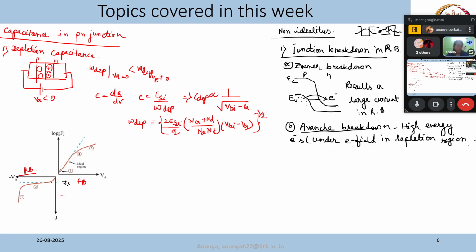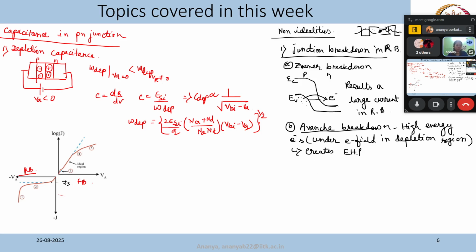And if the electrons get high enough energy, then what happens? Those electrons hit the lattice atoms. That energy will be transferred to an atom, which will release an electron and also create an electron hole pair. Okay, so this creates an EHP, electron hole pair, and overall there will be this multiplication.